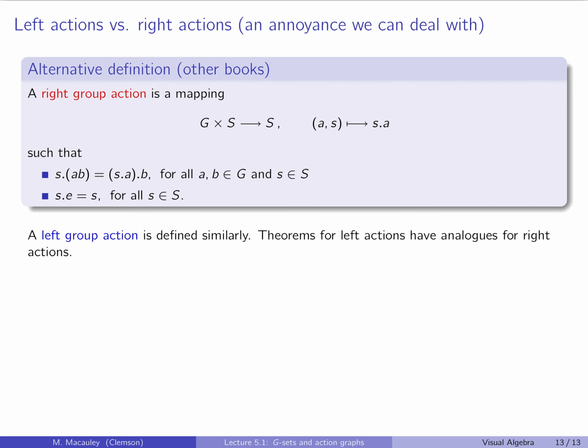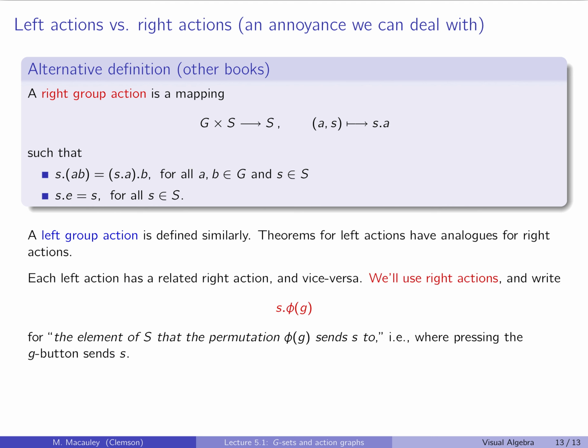Up here is a right group action, but a left group action is defined similarly. Theorems for left actions have analogs for right actions, regardless as to which definition you use. You basically just hold up your proof and the statement in the mirror. Each left action has a related right action and vice versa. As I mentioned earlier, we will come back to this in a few lectures. We will use right actions, and this is not the standard. Most books use left actions, and we're going to use right actions because we've been using right actions in Cayley graphs without realizing it, and it's really not great to mix.